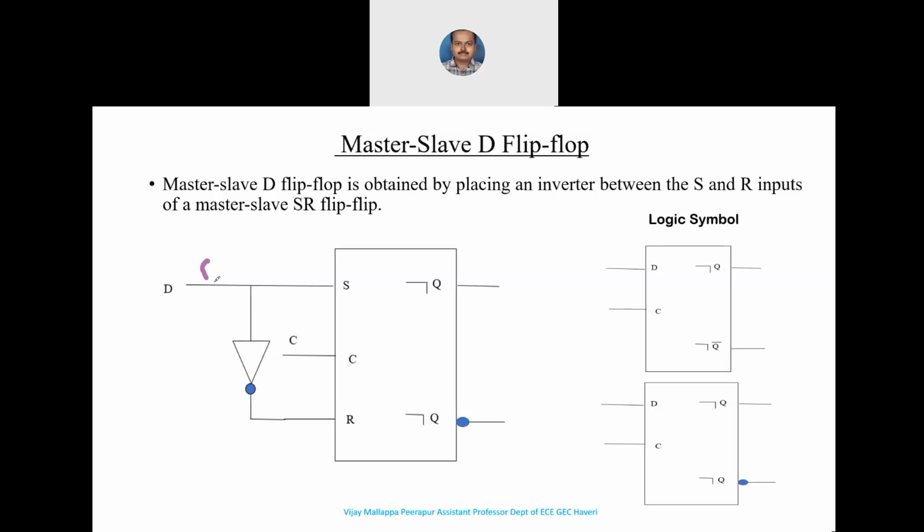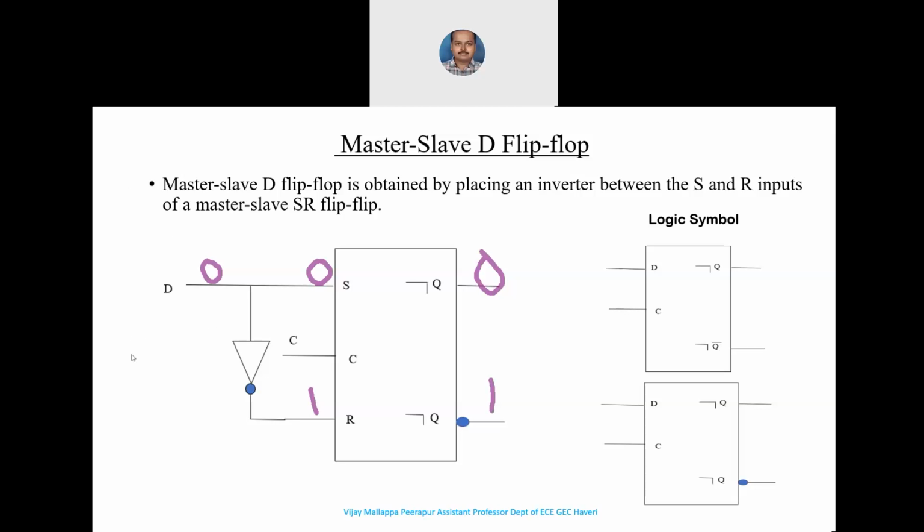As I said here, this is 0 here. So what do we have? S is 0, R is 1. When R is 1, what do you understand by this? It is nothing but the reset state. When is the reset state? This is 0, this is 1, right?